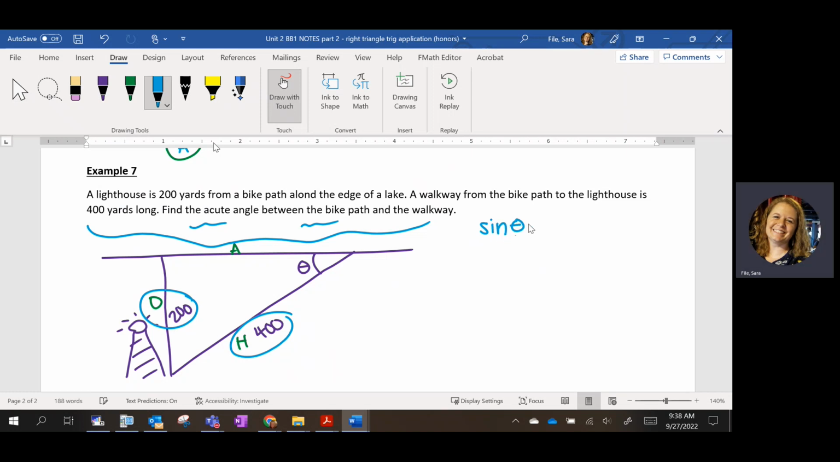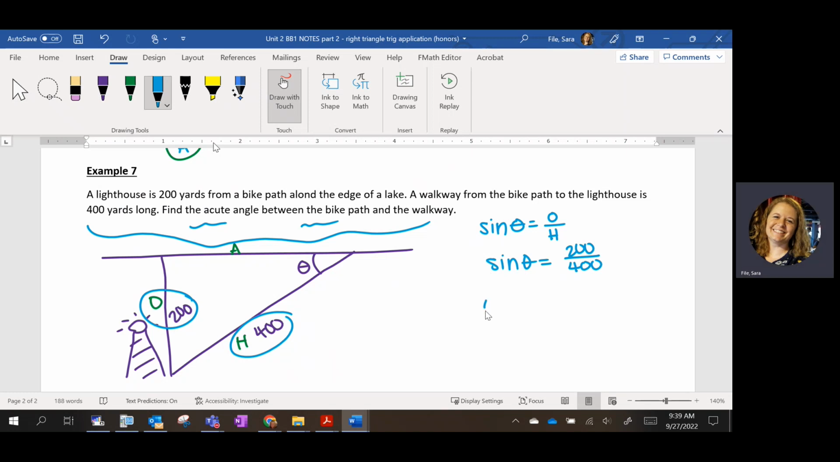SOHCAHTOA. Sine is O over H. So this time when I plug in my two known values, they're both side lengths. If you want to reduce that, if you want to put 20 over 40 or 2 over 4 or 1 over 2, that is fine. You can reduce this as long as that ratio stays accurate. As long as you keep the proportion, you can reduce your fraction there, but you don't have to.